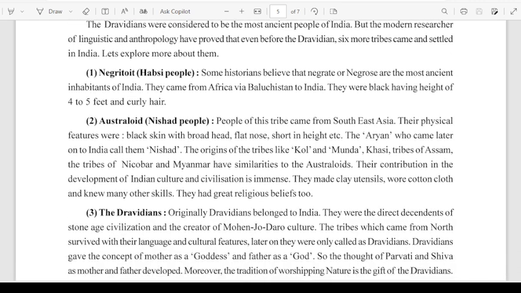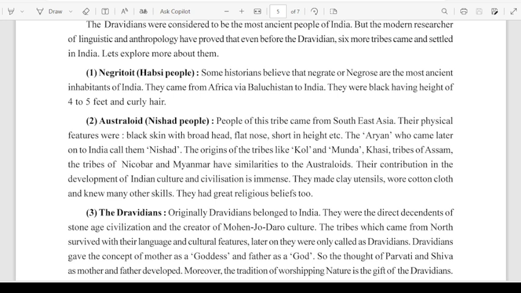Australoid, Nishad people. People of this tribe came from Southeast Asia. Their physical features were black skin with broad head, flat nose, short in height, etc. The Aryans who came later on to India called them Nishad.